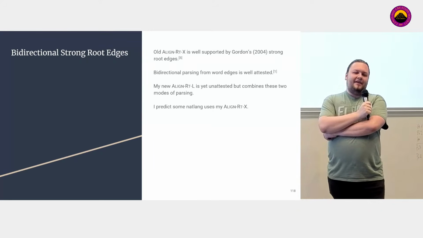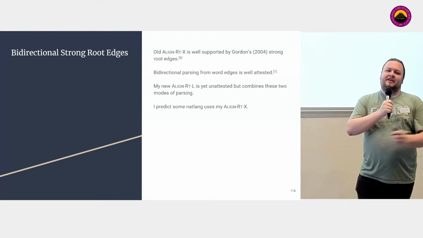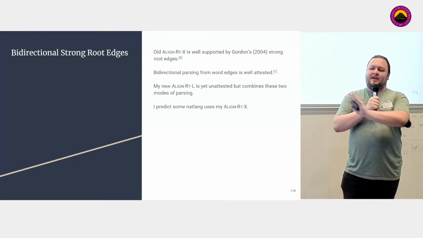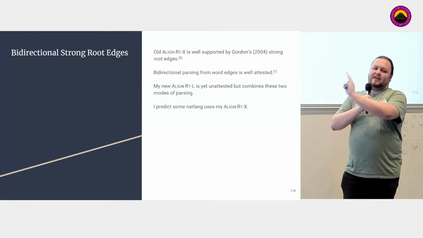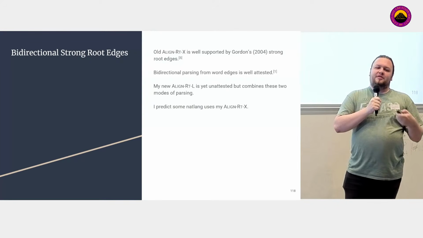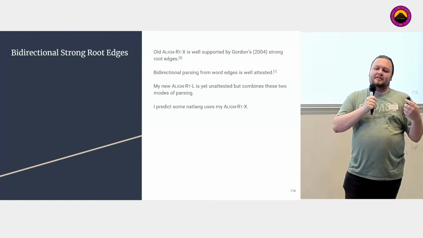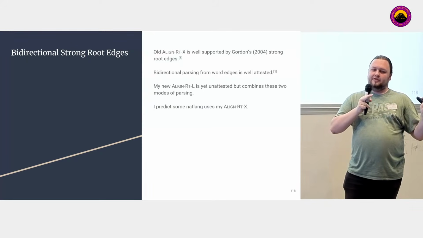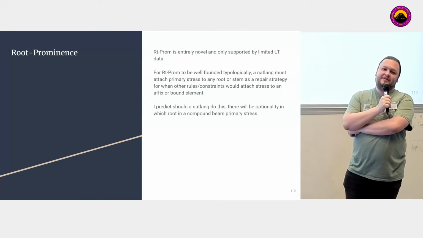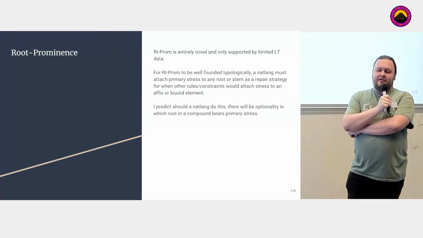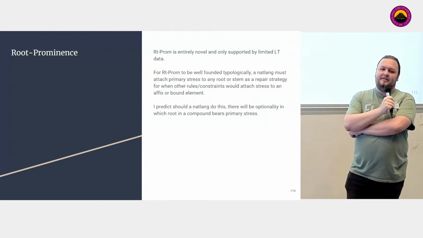Bidirectional strong root edges are well attested, which is to say that stress might attach to one, or head stress attaches to one edge, and then we get rhythmic stress propagating from the other edge. With my modified bidirectional align root left, I'm simply flipping that so that the bidirectionality extends from the middle of the word form rather than the edge. Edges, plural. Root prominence is an entirely novel constraint that I propose here and is supported by only very few words in my data.